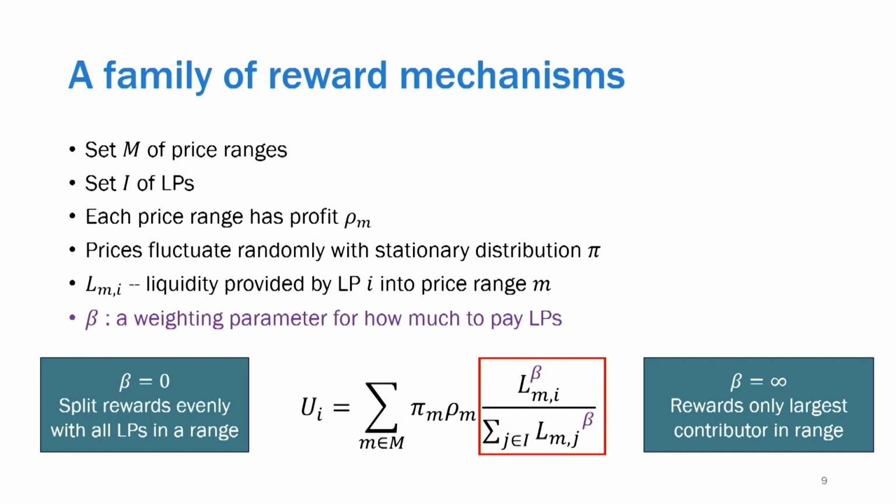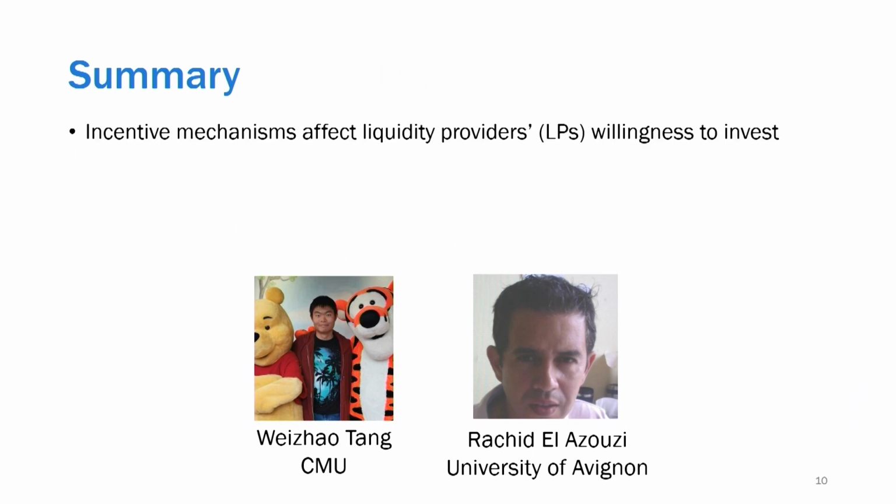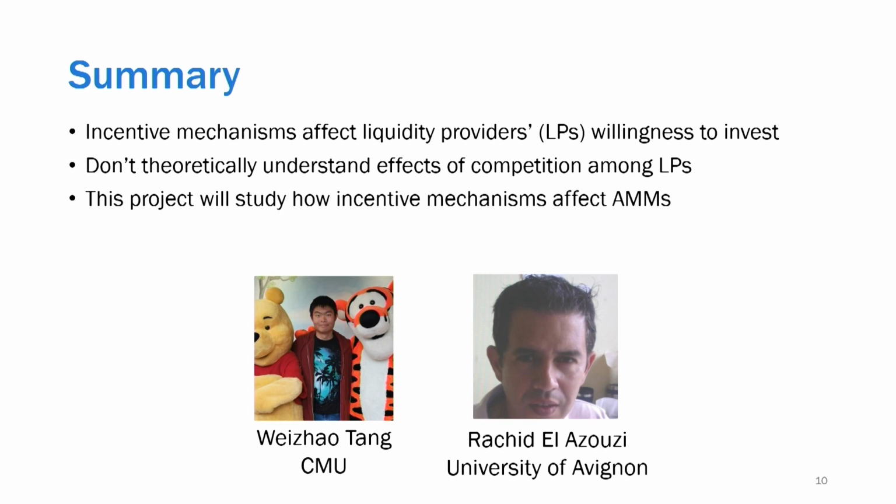What we want to do is analyze this family of incentive mechanisms and try to understand whether there is a best point that encourages the most investment and gives the best reward to providers. To summarize, different incentive mechanisms affect LPs' willingness to invest. In fact, we've seen that in Uniswap V3 there seems to be less investment than previously. We don't currently understand theoretically the effects of competition among different LPs. So the goal of this project is to study, in this multi-agent setting, how incentive mechanisms affect AMMs and LPs' willingness to invest.